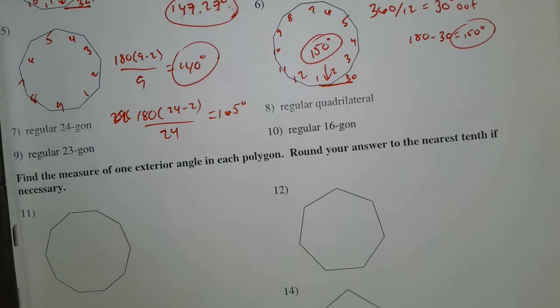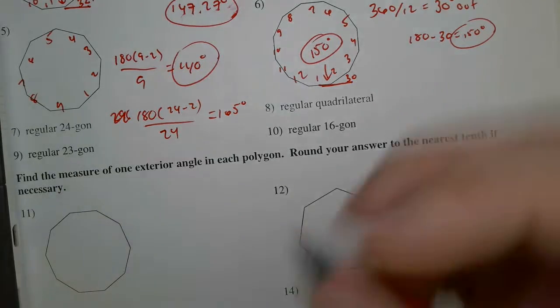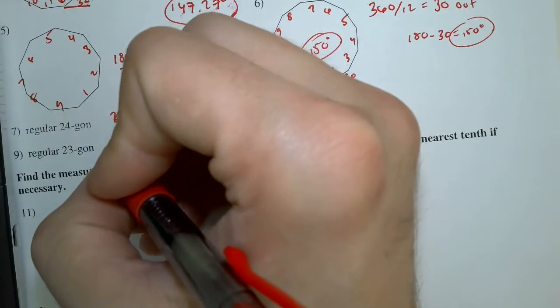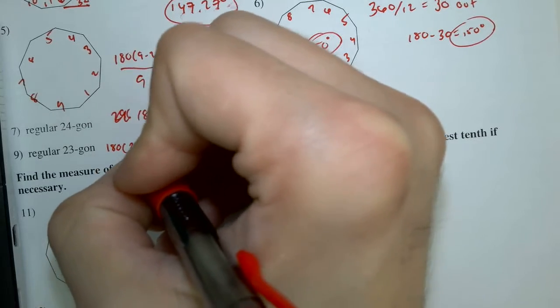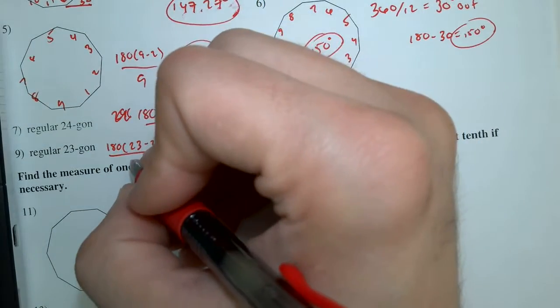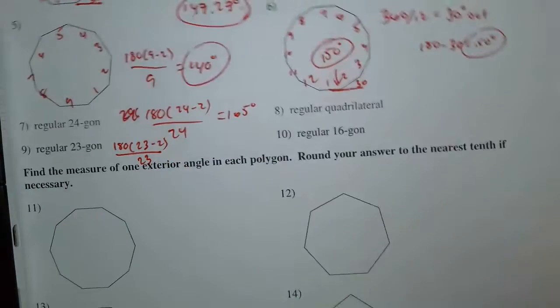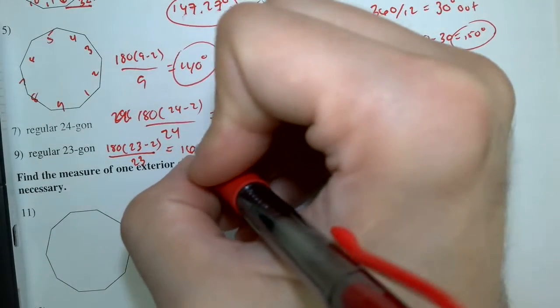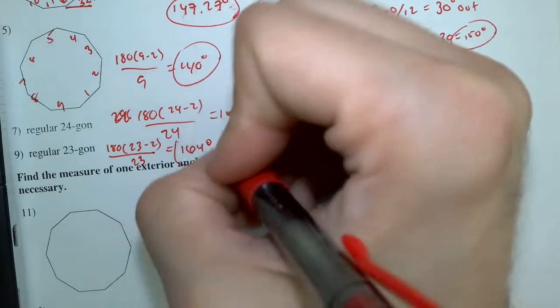180 times 21, divide by 23. I was already doing the next one. So this one, 180 times 23 minus 2. Did you hear me say divide times 21? Because I know what 23 minus 2 is. It's 21. I got 164 degrees for that one.